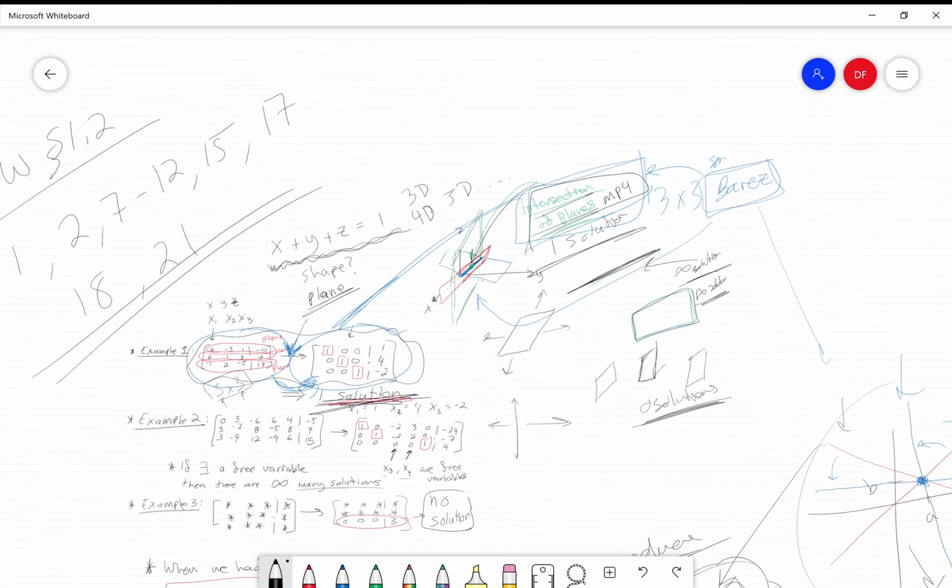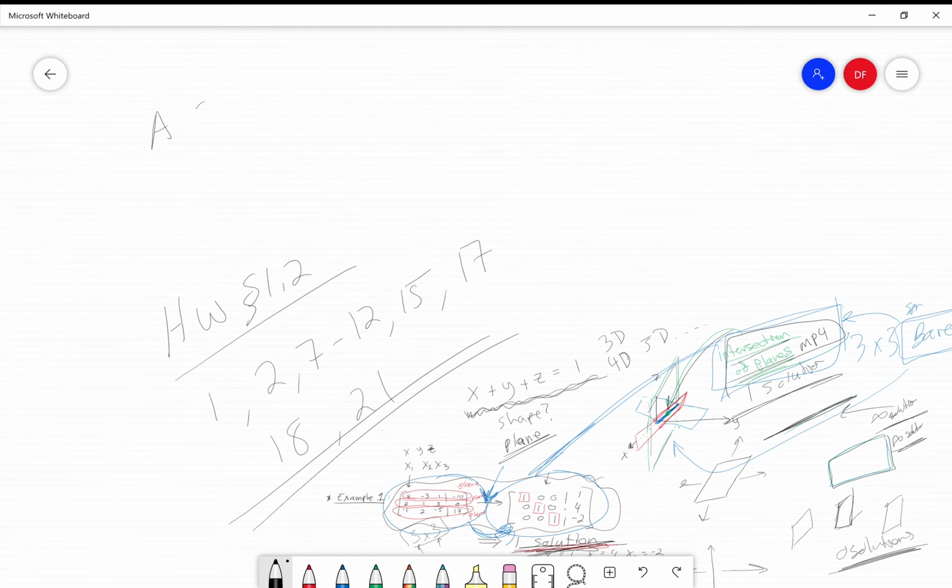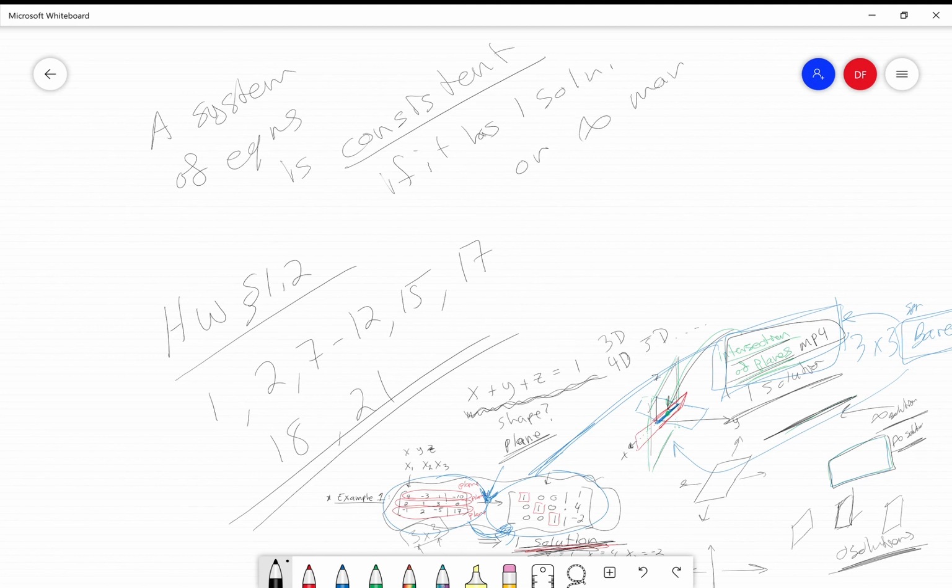One other thing you should know. A system of equations is consistent if it has one solution or infinitely many solutions. So if it has at least one solution, we call it consistent. If it has 0 solutions, we call it inconsistent.